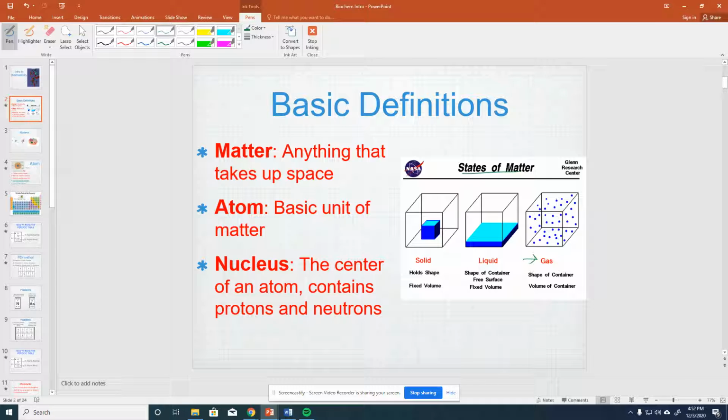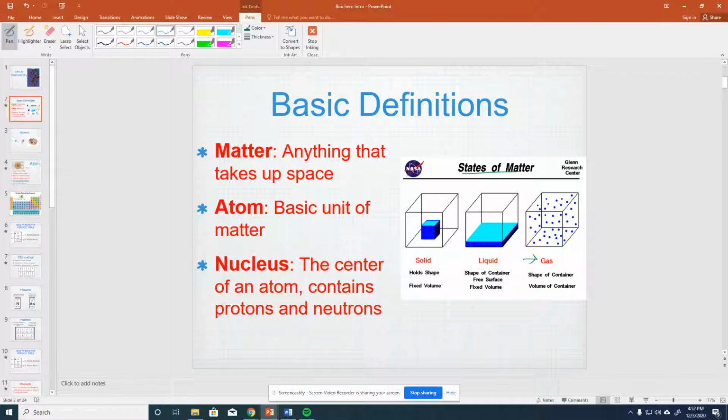Okay, so let's go on to atom. Atom is the basic unit of matter. So all matter is made up of atoms. We're going to get more into atoms later, but atoms are things like hydrogen, carbon, and nitrogen and oxygen. Those are all different atoms, and they make up matter. Everything basically in the universe is made of atoms. That's why you never trust an atom, because it makes up everything.